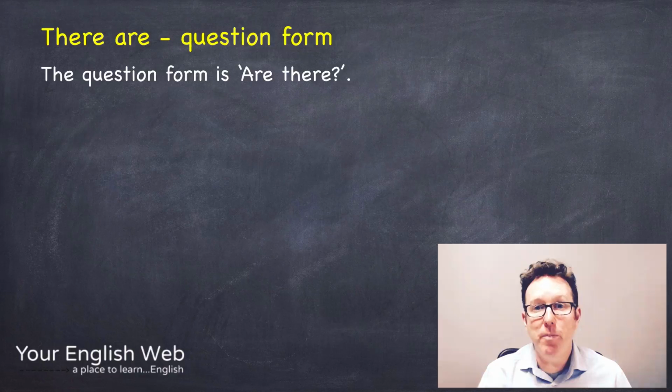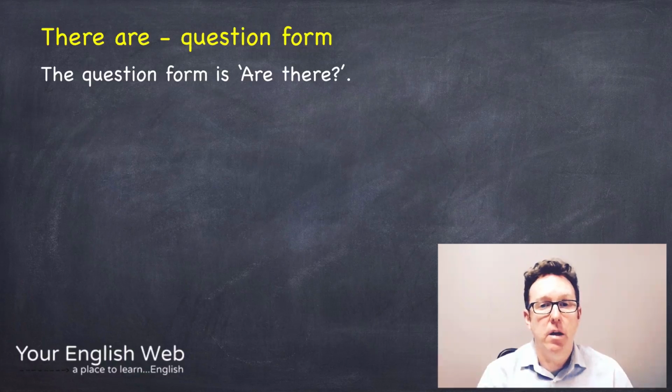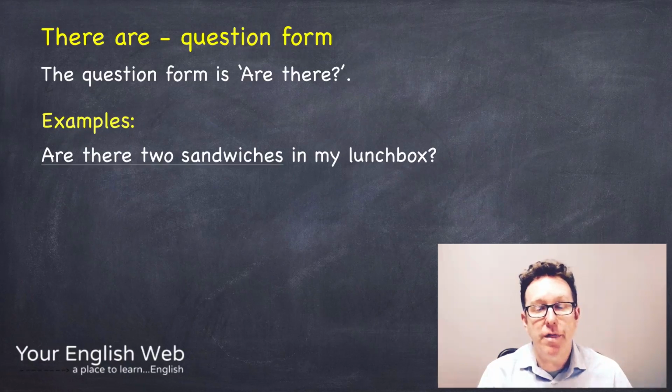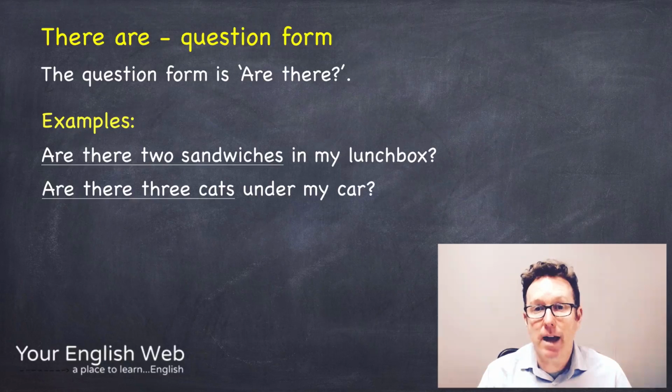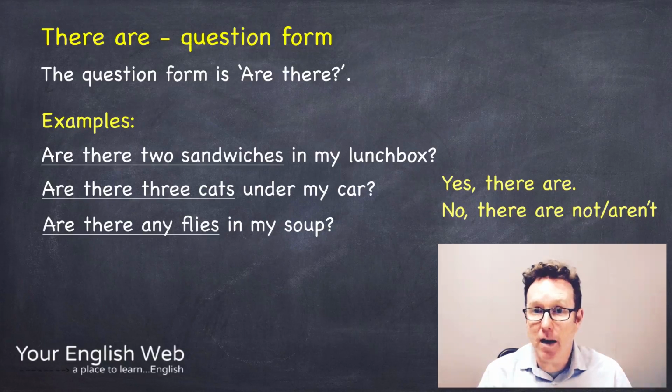The question form is are there. We again invert there are. Examples: are there 2 sandwiches in my lunchbox? Are there 3 cats under my car? Are there any flies in my soup? And the answers would be yes, there are, or no, there are not, or no, there aren't.